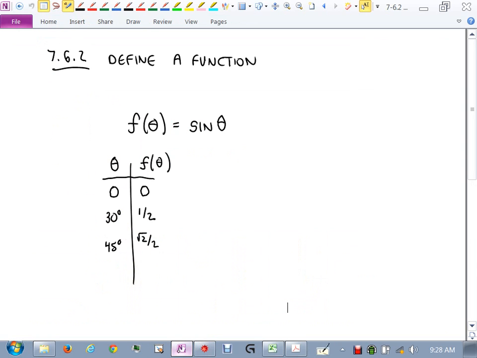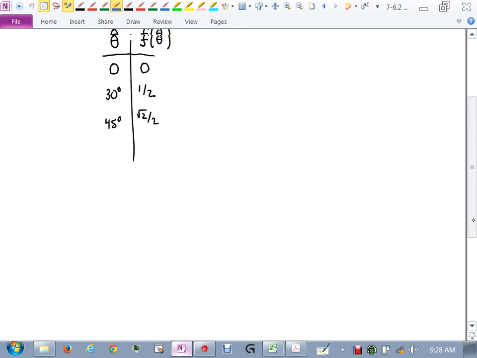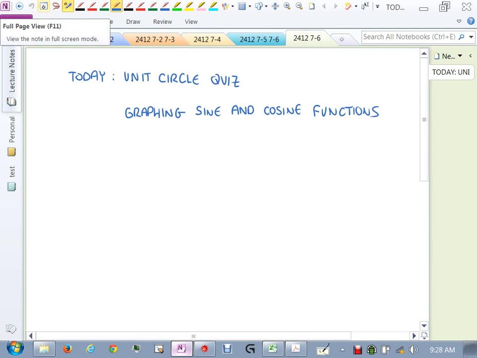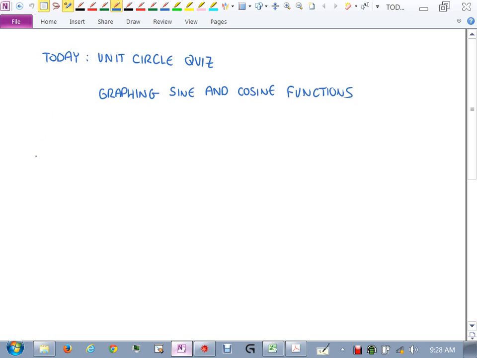So this note for today, because that's where I ended last class, the note for today is going to start at 7.6.3. I'm going to start a new page.